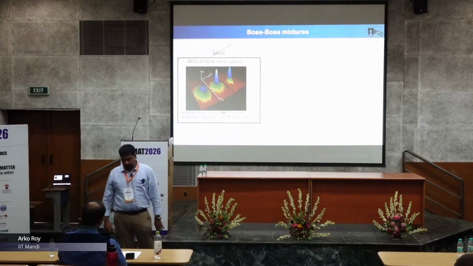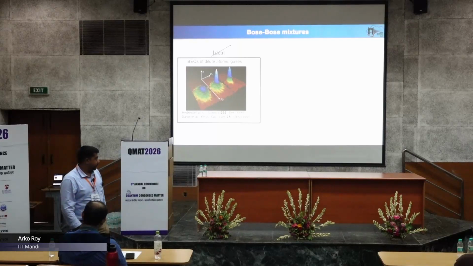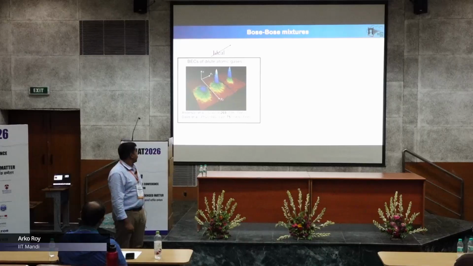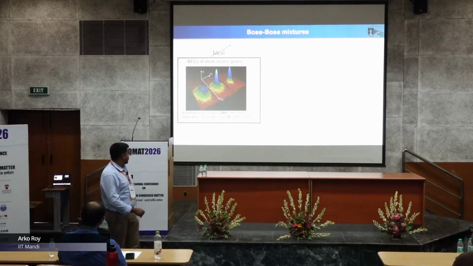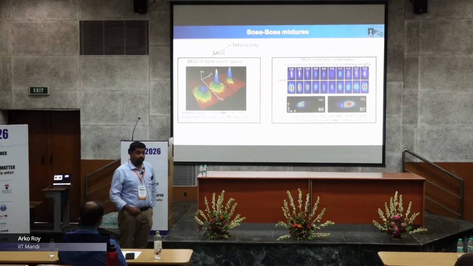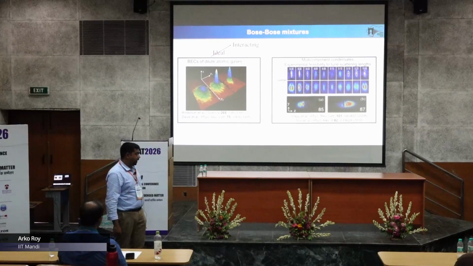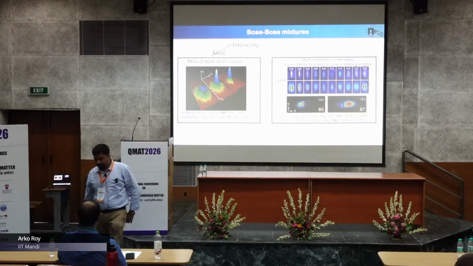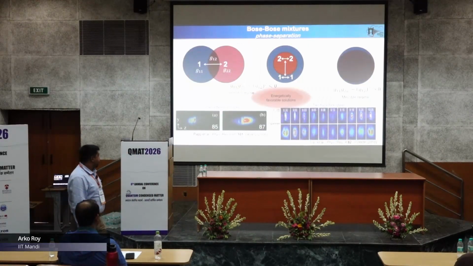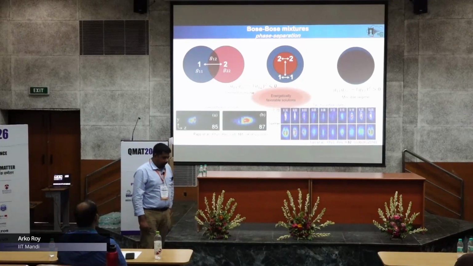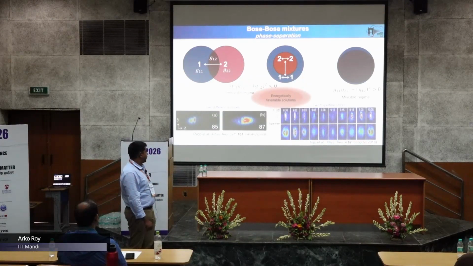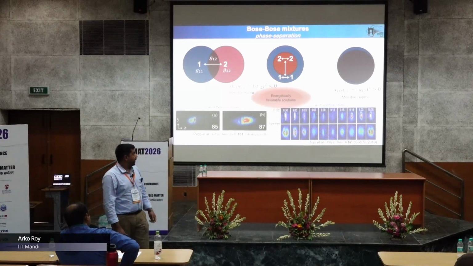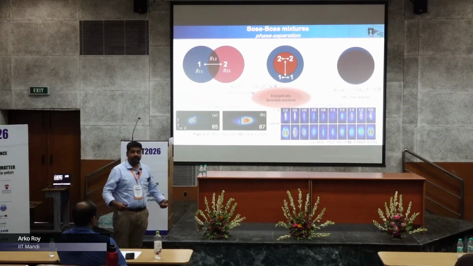As I was saying, the main motivation of today's discussion is Bose-Bose mixtures. BECs of dilute interacting atomic gases have already been achieved, and we have also achieved multi-component condensates with experimental tunability of the scattering lengths by a method called Feshbach resonance. These Bose-Bose mixtures have a very unique feature in that they can admit two phases. Each component of the condensate has intraspecies interactions as well as interspecies interactions.